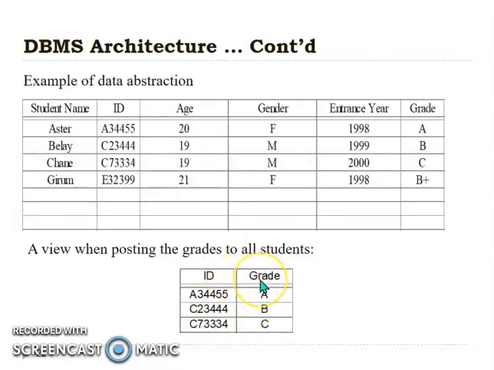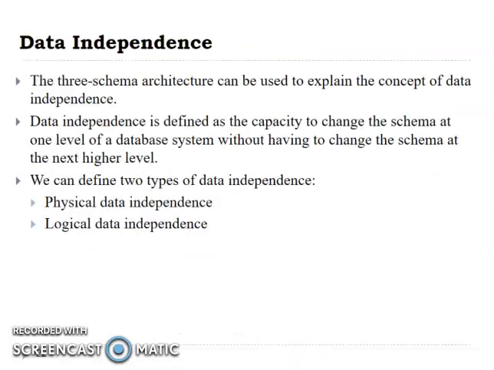This is the abstract. I mostly use the word abstract. When you say abstract, we have this table. The table has student name, ID, age, gender, entrance year, grade. This is the whole table we store in a database. But the user may view only ID and grade from this table. That means we have grade here, and also we have ID. So this ID and grade is called the abstract of this table, because it is a subset of this table, but the user only wants to view this part.